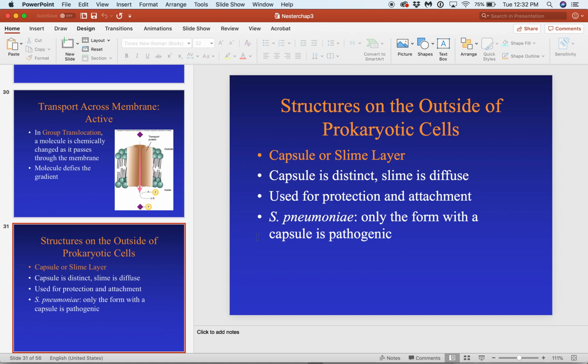And I have an example up here, Streptococcus pneumoniae, for example. When it does form a capsule, it does not always form a capsule, but when it does, it causes disease more readily, and we would say that it is pathogenic. So capsules, slime layers have something to do with attachment. They can let a microbe attach to your cells more rapidly.